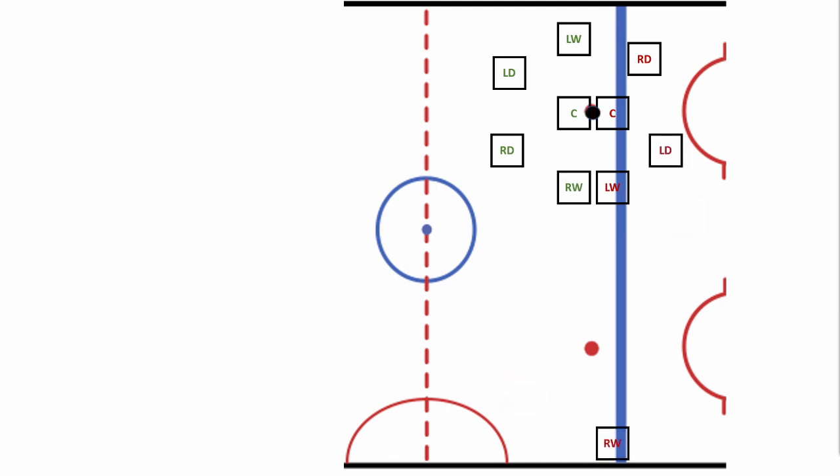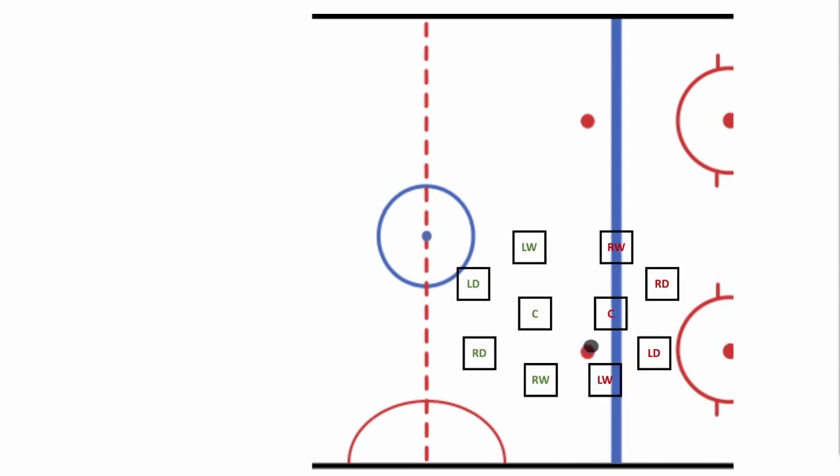Now let's look at the other scenario. The center wins the draw back to the other side defenseman, the left defenseman. Again, nothing really is going to change except that left defenseman is going to step out with the puck and then pass it to the right winger, and there you go. Again, open ice to score. So let's look at it on the other side as well.